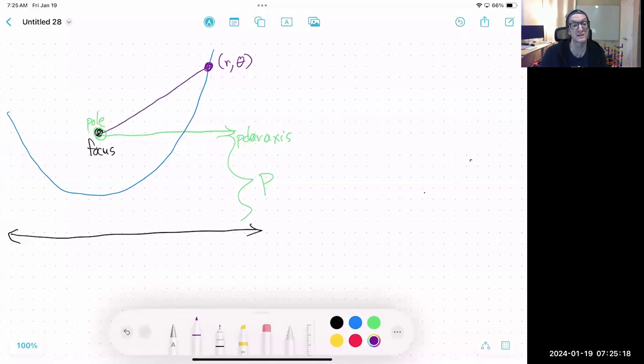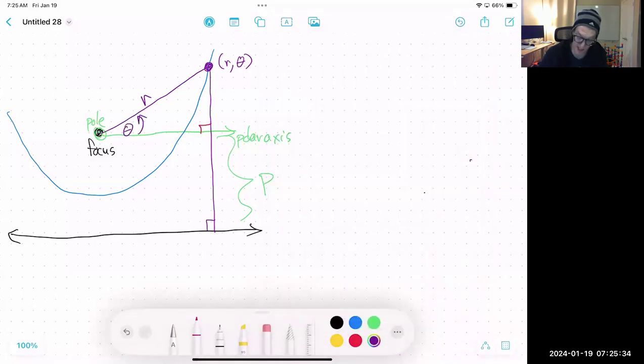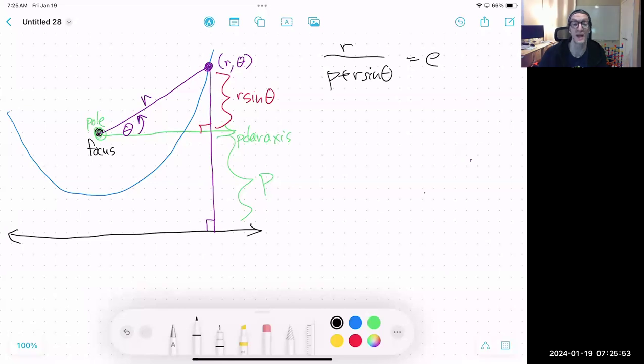Definition of the conic says distance to focus over distance to directrix is E, the eccentricity. The distance to the focus is r, and the distance to the directrix is easily determinable, since this is theta, that's what theta means, then this is r sine theta. And there it is. Distance to focus, r, over distance to directrix, p plus r sine theta, equals E, the eccentricity. And I can multiply both sides by p plus r sine theta.